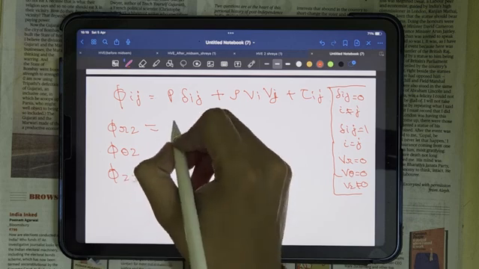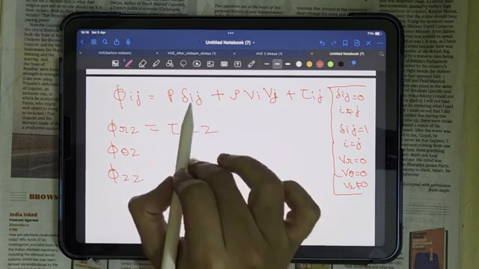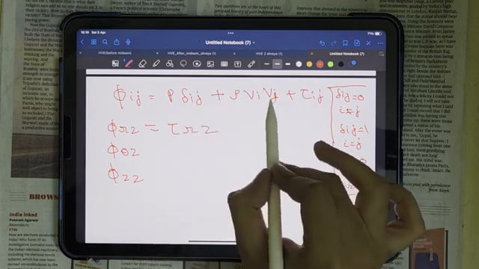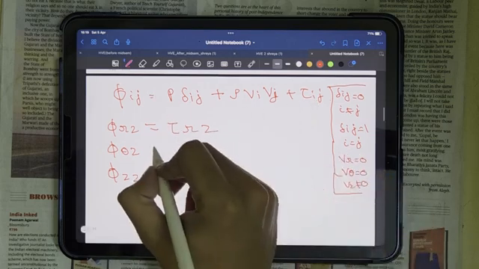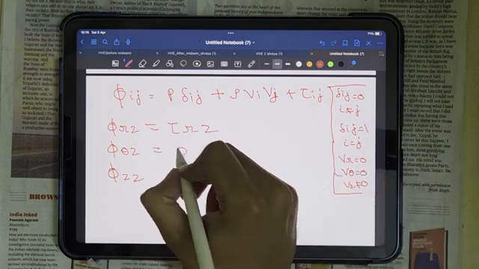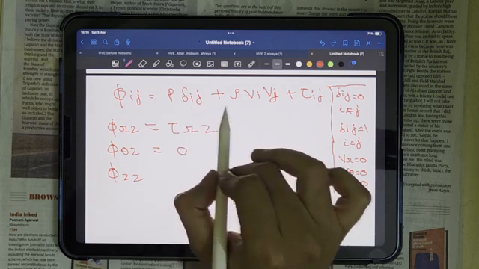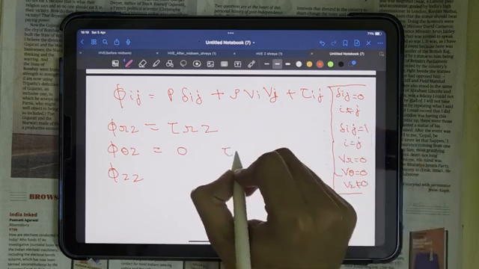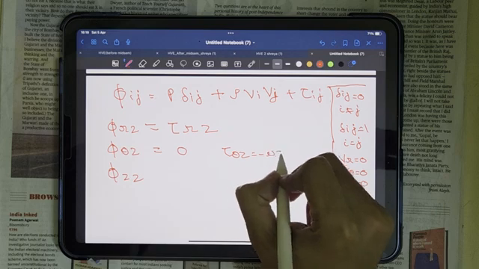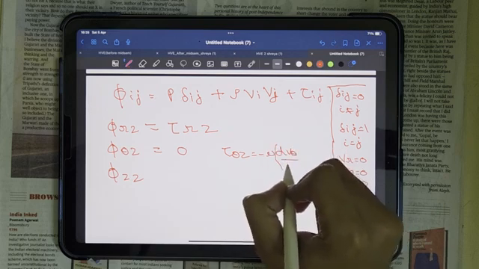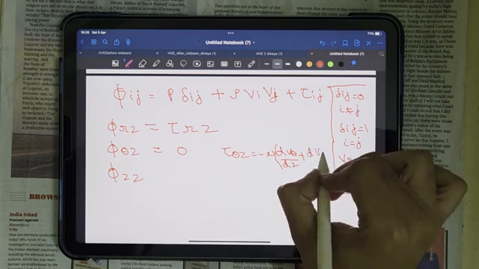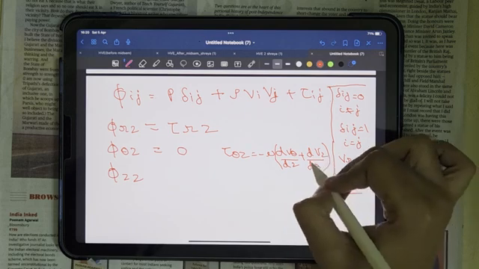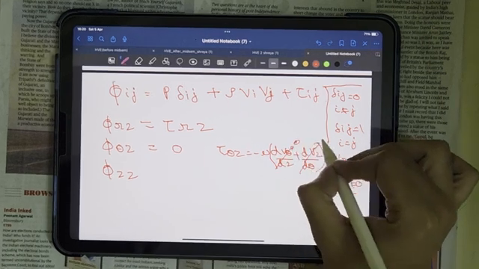So phi rz becomes tau rz. This term becomes 0 because delta rz will be 0 and Vr and Vz both are 0. So the second term also becomes 0, and the remaining term is tau rz. Phi theta z would be completely 0. As you can see, delta theta z will be 0, V theta will be 0, so the second term becomes 0, and tau theta z you can write as minus mu (dV theta/dz plus dVz/d theta). And Vz is not a function of theta. Therefore, both these terms are 0.